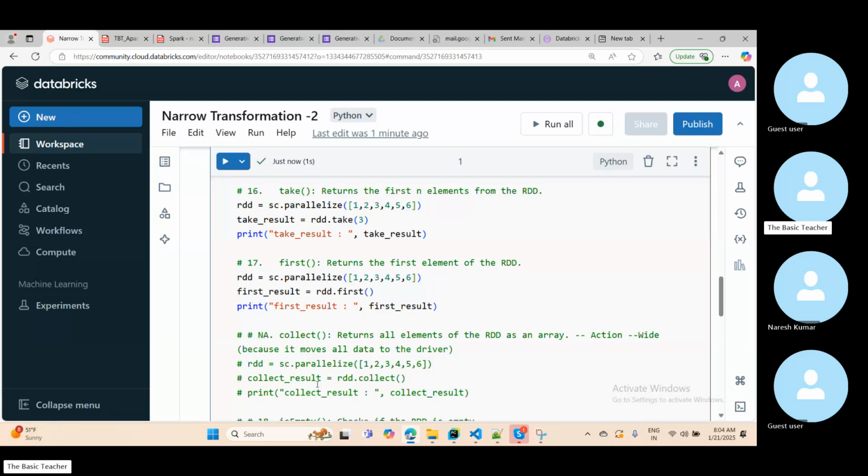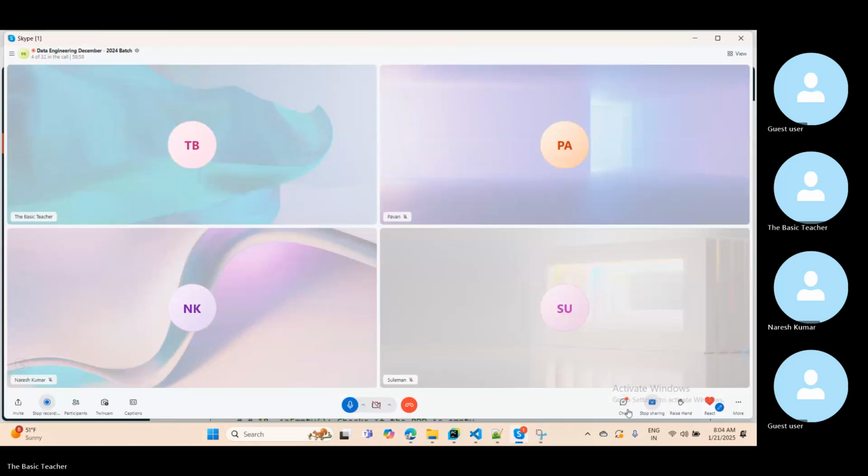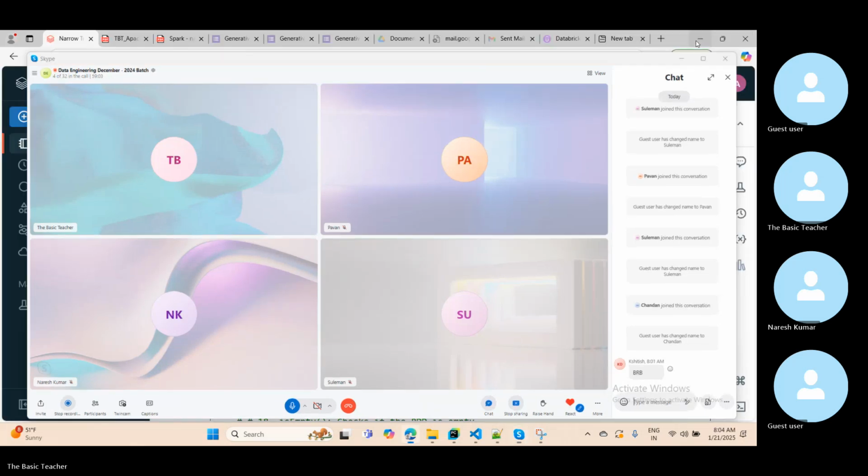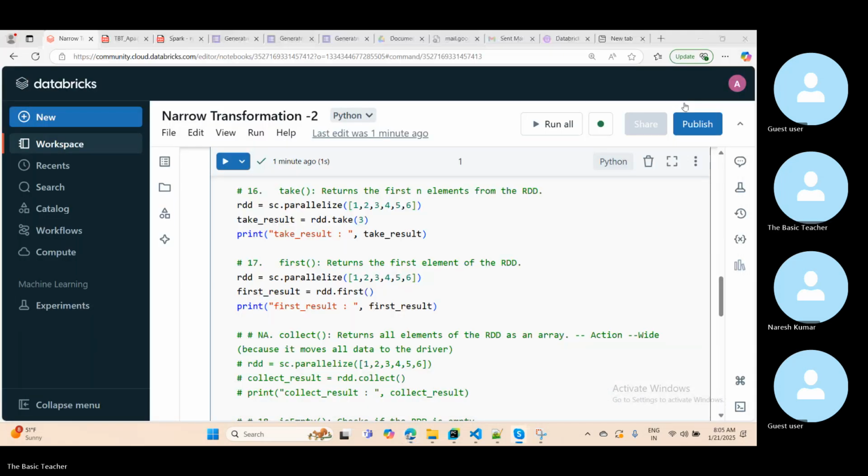data from a distributed data set, let's say either this is RDD or data frame, and brings it to the driver node as a list. If you are working with Python, then a Python list. So what it does internally, it is going to fetch all the data. It gathers all the partitions of the data set into a single list on the driver.